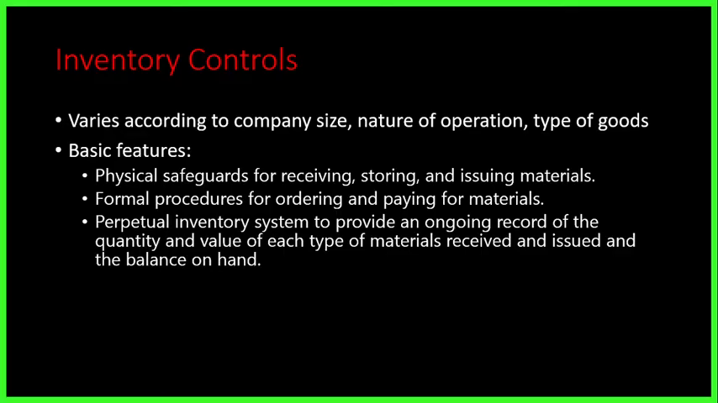Also there are formal procedures for ordering and paying for materials. And aside from that, normally we expect the use of perpetual inventory system to provide an ongoing record for the quantity, not just for the quality, but most of the time quantity and value of each type of materials received and issued, and the balance on hand. Now take note, these are just some, and you're not limited to these types of features. And you can ignore some of these features, depending on the type of inventory and the cost involved.